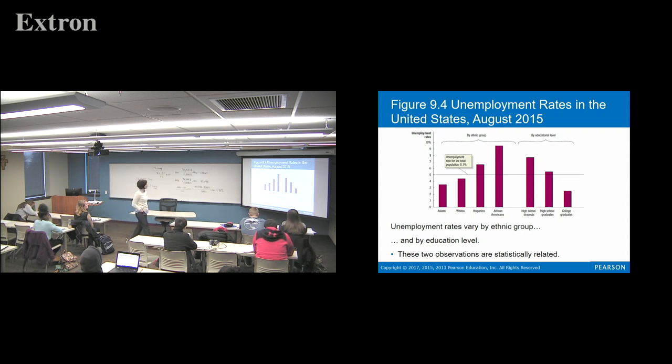Here's the one that I prefer to look at. Unemployment rates by education level. High school dropouts, unemployment rate. High school graduates, unemployment rate. College graduates. What's the message? Go to college.